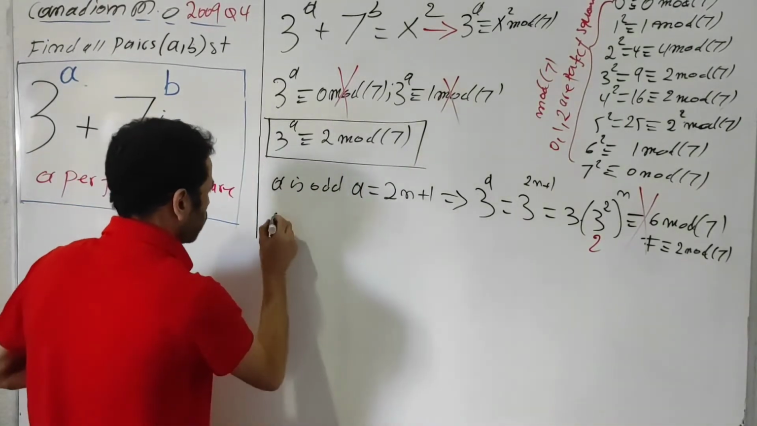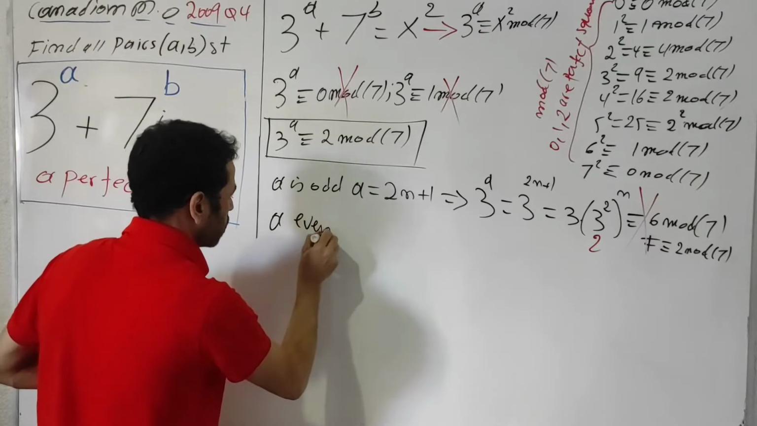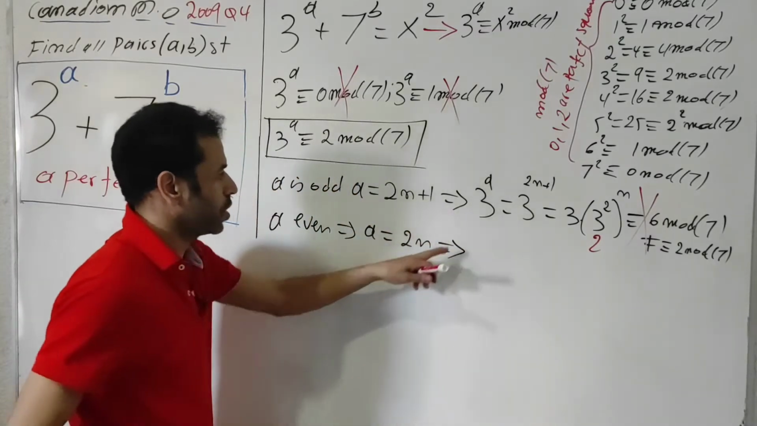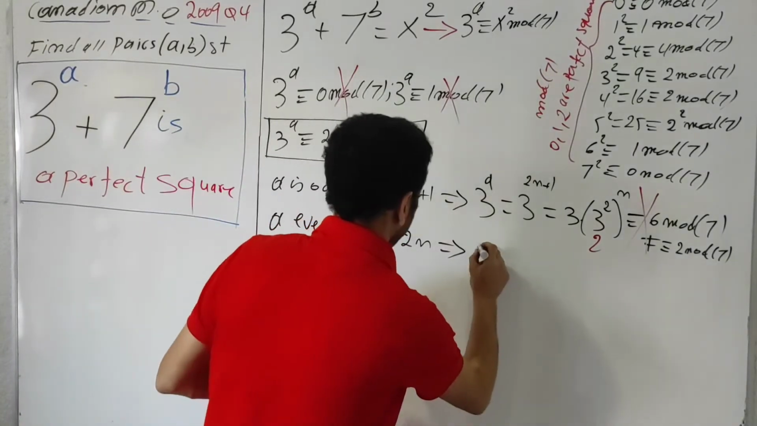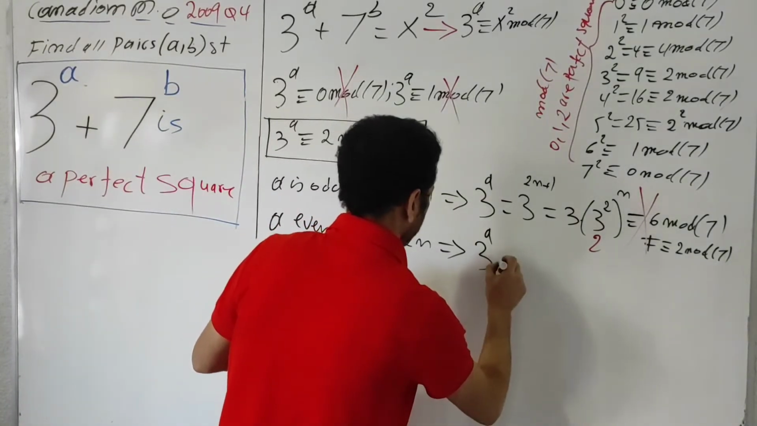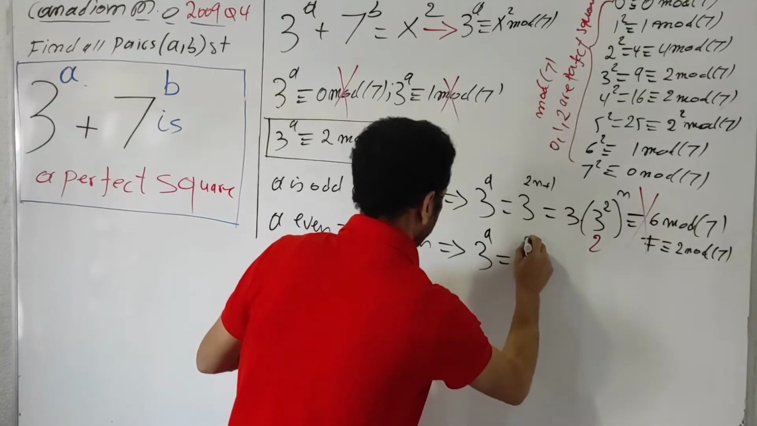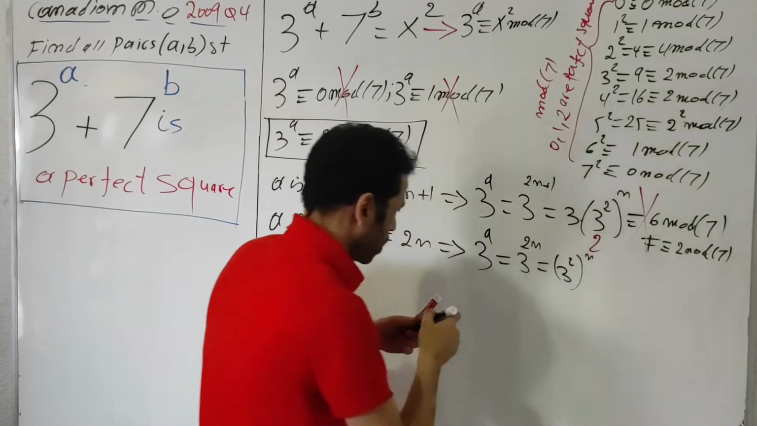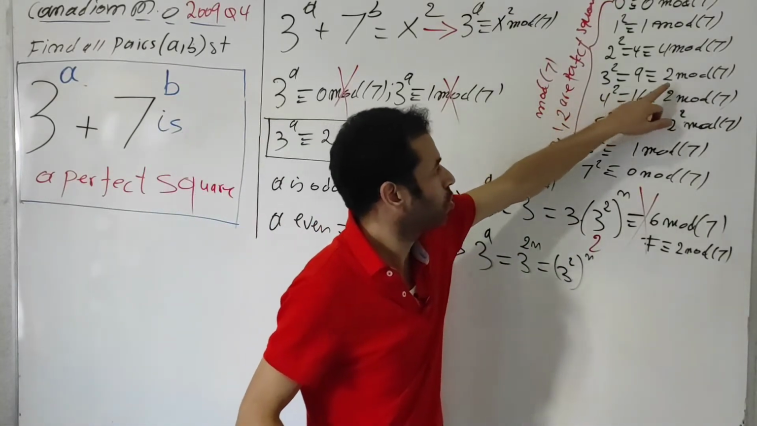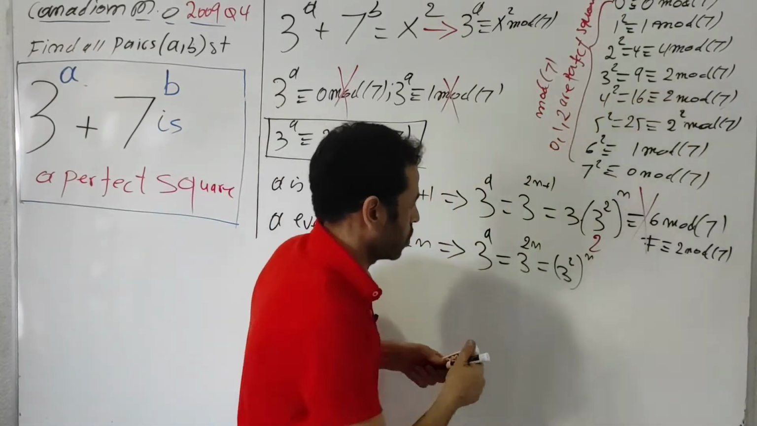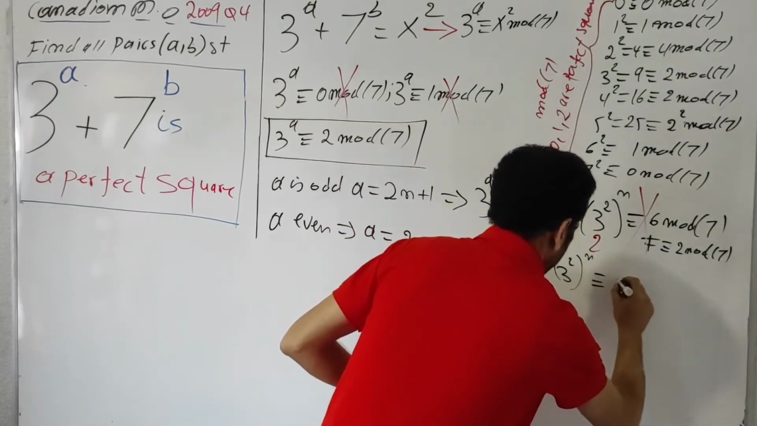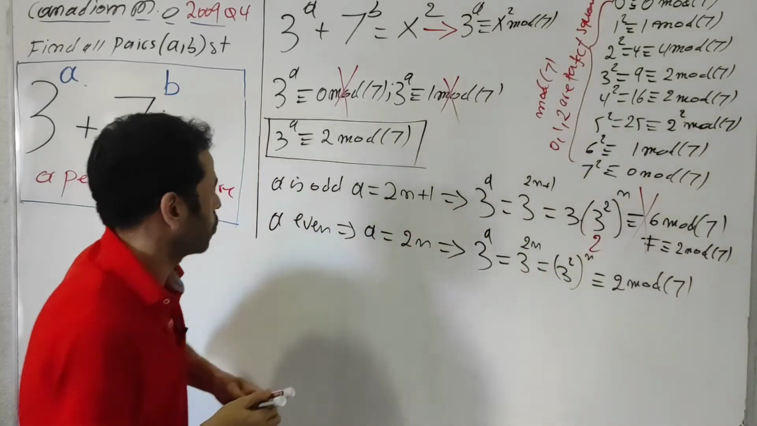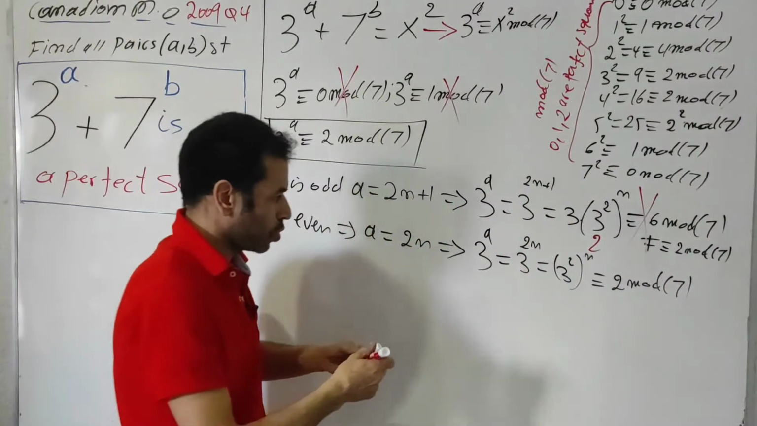If a is even, that means a equals 2n. I'm going to replace a with its value. I will get 3 to the a equals 3 to the 2n, which is 3 squared to the n. As we know, 3 squared is congruent to 2 mod 7. So which is correct? Which is working? 2 mod 7, which we have here. That means this one is okay.